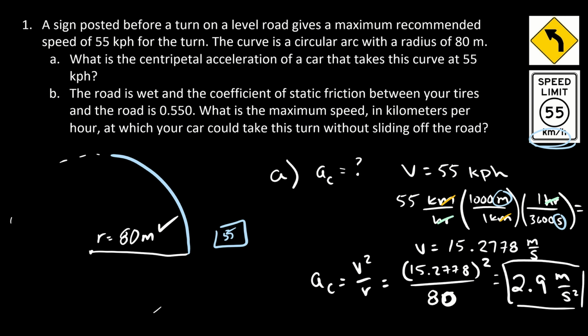So A is pretty straightforward. We're given the information in the problem, so it's a simple plug and chug. The one minor detail was we had to convert from kilometers per hour into meters per second, to get an acceleration in meters per second squared.